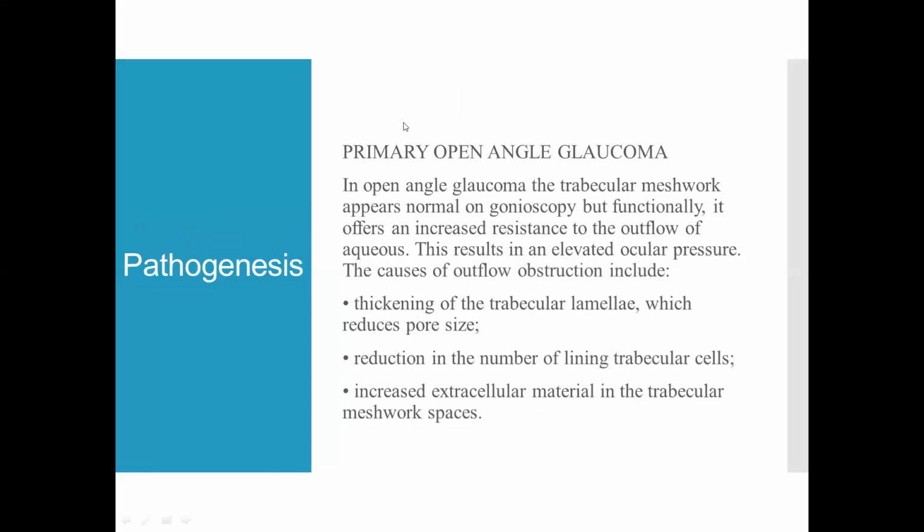So let's talk about the pathogenesis of primary open angle glaucoma. In open-angle glaucoma, the trabecular meshwork appears normal on gonioscopy, but functionally it offers an increased resistance to the outflow of aqueous. This results in an elevated ocular pressure. So what are the causes of outflow obstruction? Thickening of the trabecular lamellae, which reduces the size of the pores, reduction in the number of lining trabecular cells, and increased extracellular material in the trabecular meshwork spaces.